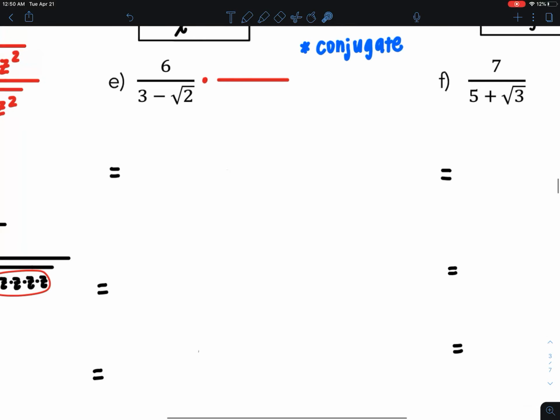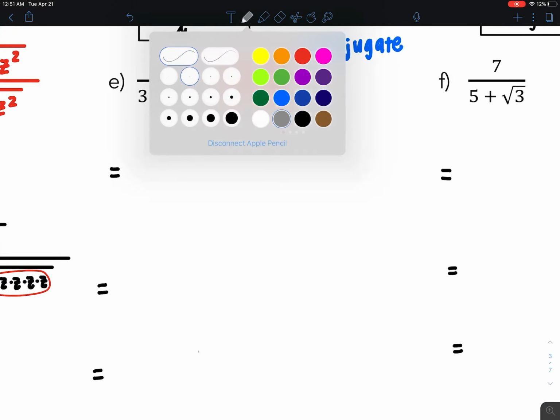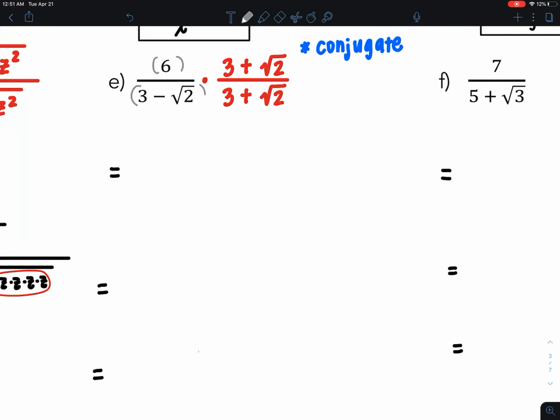So in part E, since we have 2 terms, we have to use a conjugate. Conjugate is just writing 3 and radical 2, but changing the sign in the middle to a plus sign. Copy it down and copy and paste for the numerator part. From here, we're going to get ready by writing little parentheses everywhere, so we get ready for foiling action that's about to come up. So let's go ahead and FOIL.